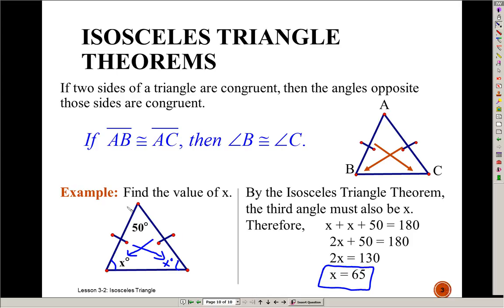So first, use the fact that when two sides are congruent, that their opposite angles are congruent. So you know those measures have to be the same. And then take it a step further. What else do you know about angles of a triangle? Well, you know that all three of them add up to 180. So write your equation where all three of the angles add up to equal 180 and solve.